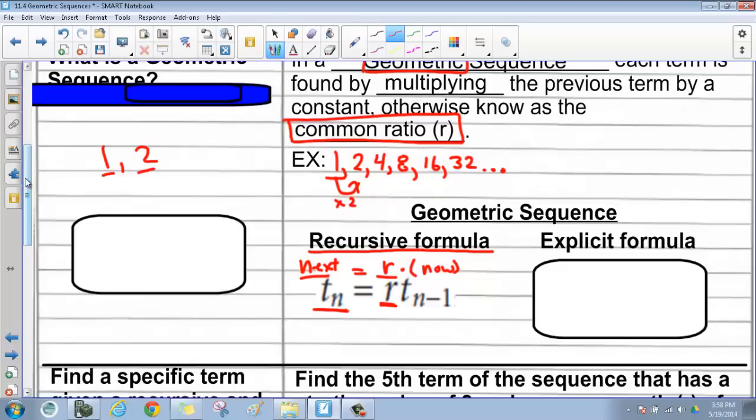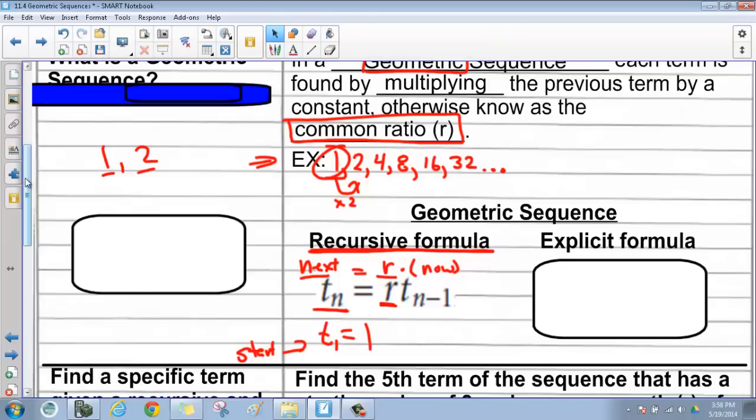Okay? But here's the thing, recursive formulas need a starting point. And in this situation it's not listed here, so we need a T sub 1, our starting point, our start. You can think of this as your start. Start is equal to T sub 1. In this situation, what was our start when we looked at this example up here? Well, our start was 1, so our T sub 1 was 1. So you need that part of the recursive formula as well.